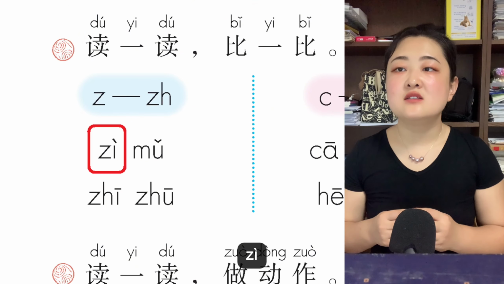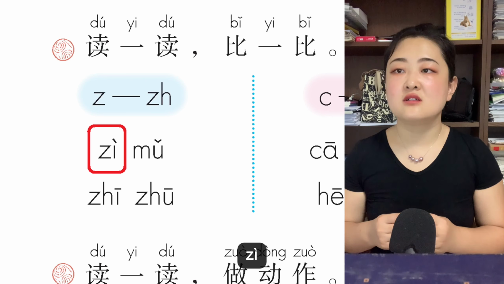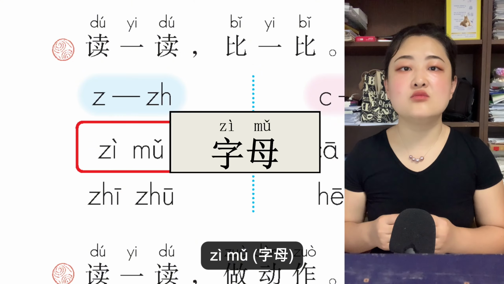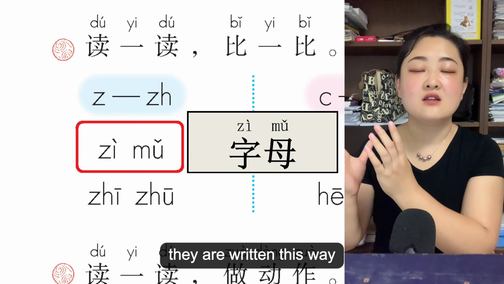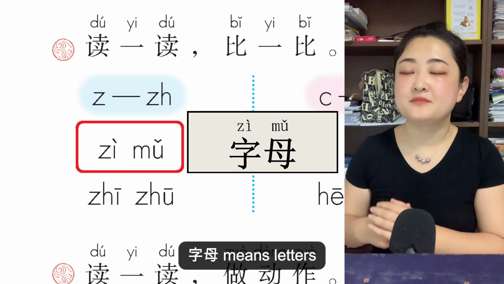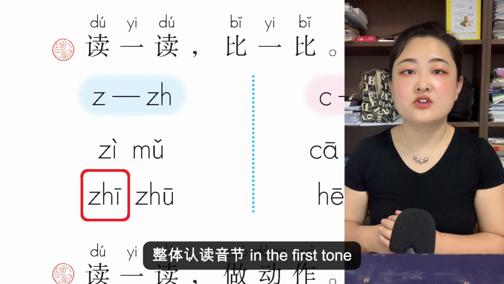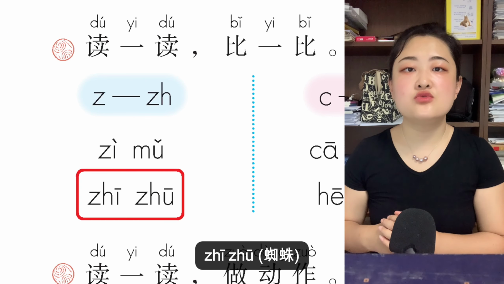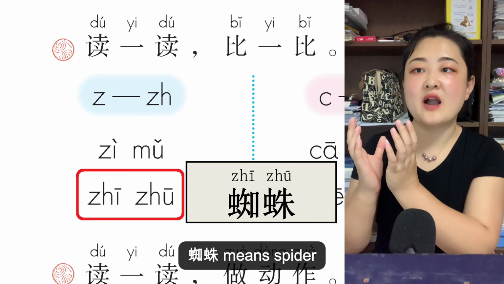Spell after me. 字, 字 is a 整体认读音节 in the first tone. 字 and then 字母, are these two characters. They are written this way. 字母 means letters. And the next word. 知, 整体认读音节 in the first tone. 知 and then 蜘蛛. Of course, we learned this word. It's written this way. 蜘蛛 means spider.